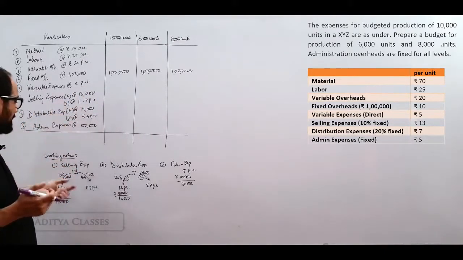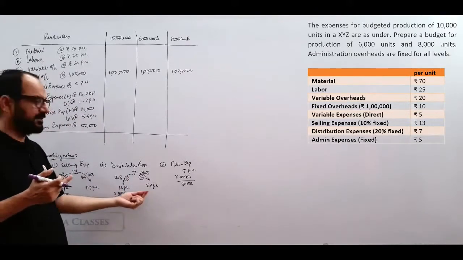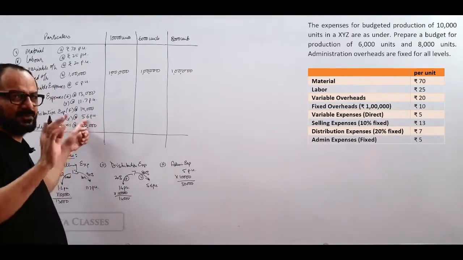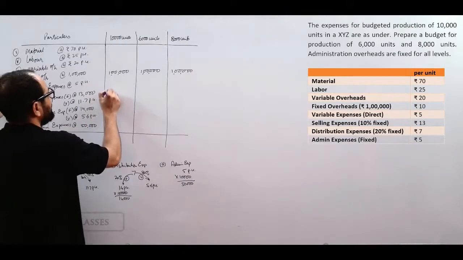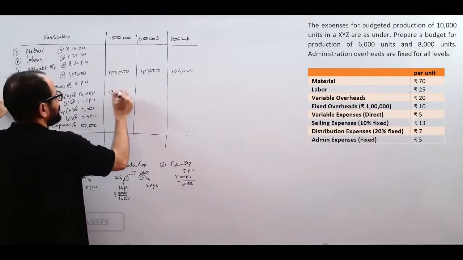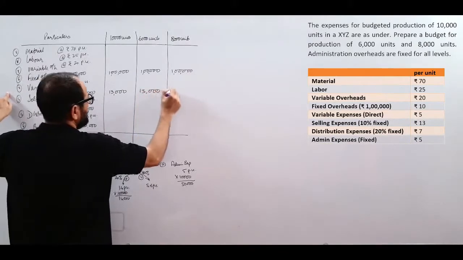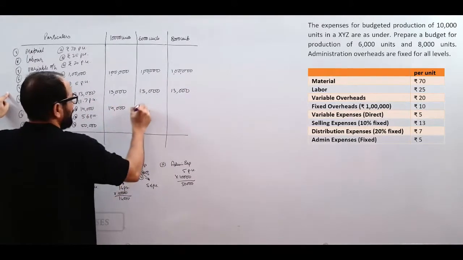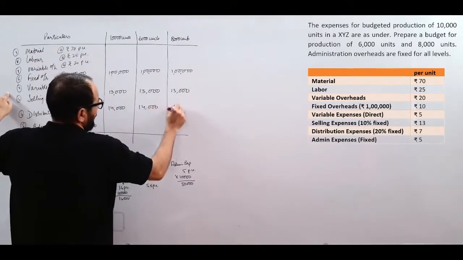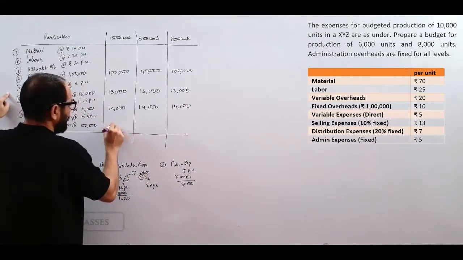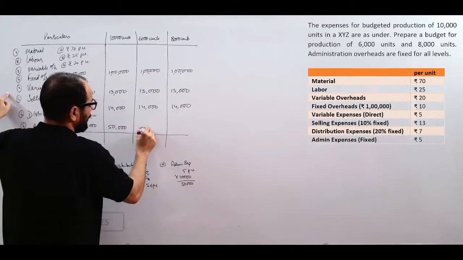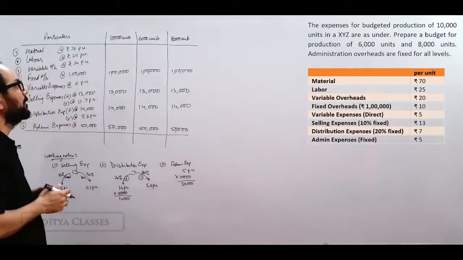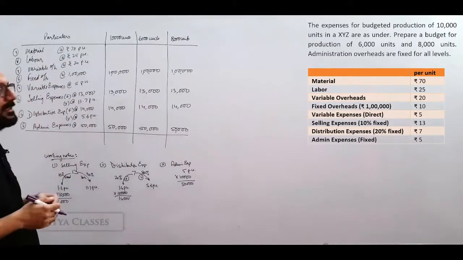Same goes with distribution, splitting 7 rupees into 1.4 and 5.6 per unit. 1.4 being a fixed amount is multiplied by 10,000 to get the consolidated amount. This remains as variable. Let us go ahead and fill in the fixed costs. Then we'll see about variables. So these are all of the fixed components. Let us go ahead and fill in the variable components.